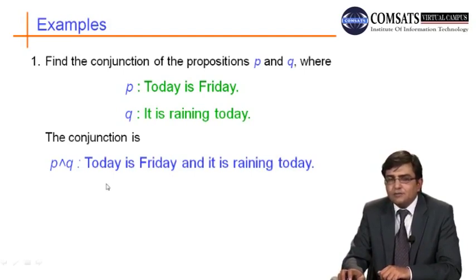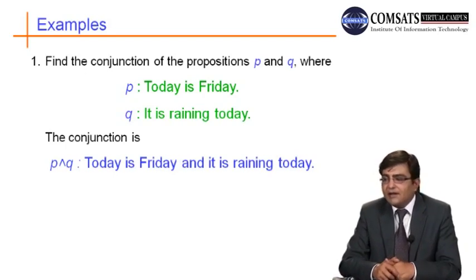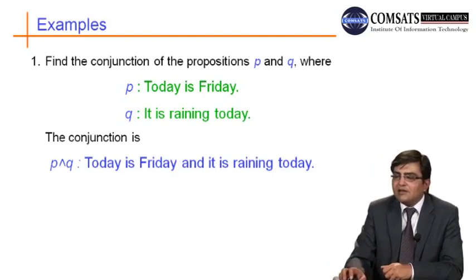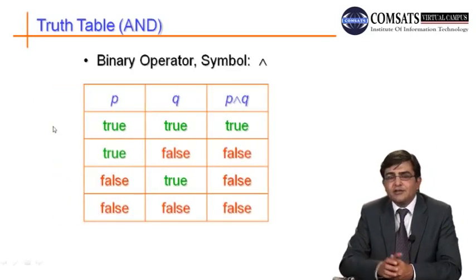Now the truth value of P and Q, the conjunction of P and Q, depends on the truth values of the original or single propositions. If today is Friday, then P is true, and if it is also raining today, then both propositions are true, and the conjunction of P and Q is true. If today is Friday but it is not raining today, then P is true and Q is false. Then the conjunction of P and Q is false, because Q is a false proposition. All possible values of this operator are given in the truth table.